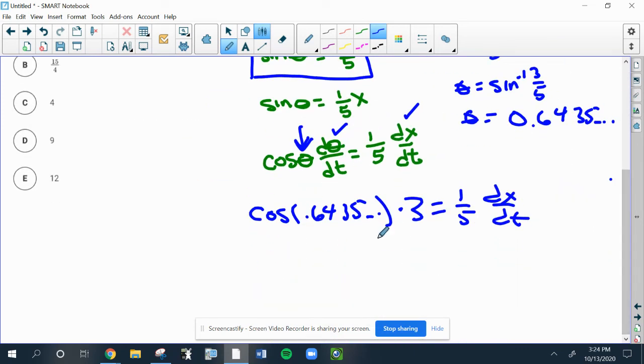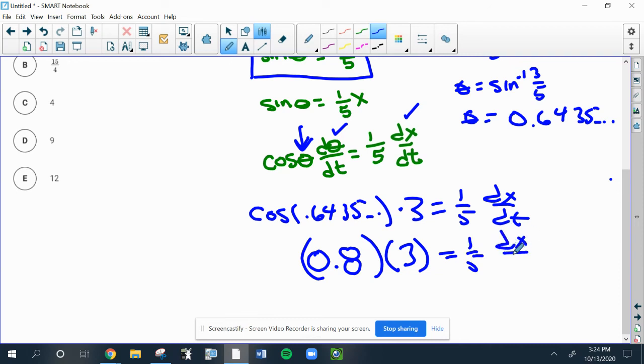One thing I'll tell you right here, see that cosine of 0.6435, etc.? I'm going to type cosine now, and then just arrow up to get this answer that's stored in my calculator. That's why I used all the dots. I'm going to use every decimal that my calculator knows, because it's not hard to do, and it's going to be a more accurate answer. And believe it or not, this is 0.8. So that does tell me I probably could have done that without a calculator. Times 3 equals 1/5 times dx dt. So 0.8 times 3 is 2.4.